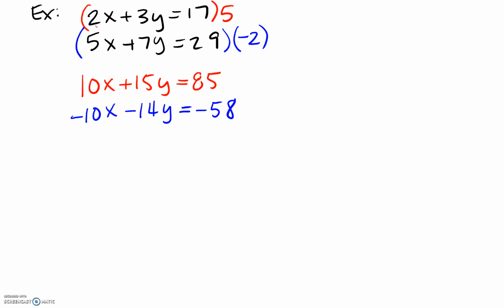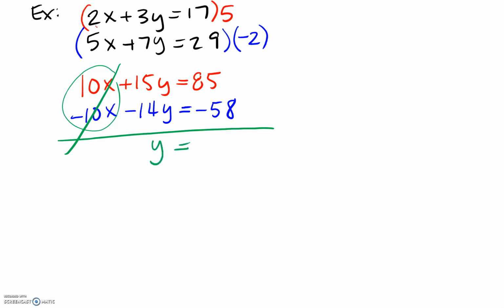And now that we have our two equations with nice little opposites, we can finally do our elimination step. Add these together. Those will cancel. We get a single y is equal to whatever 85 minus 58 is, which is 27. Awesome. And then it's up to us what we want to do from here. Do we want to plug this back in, or do we just want to do elimination a second time?